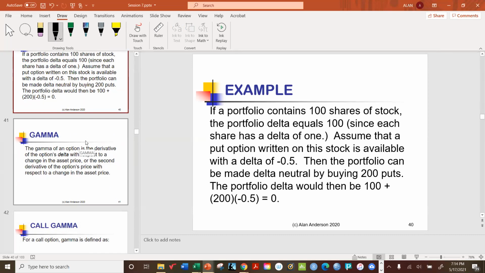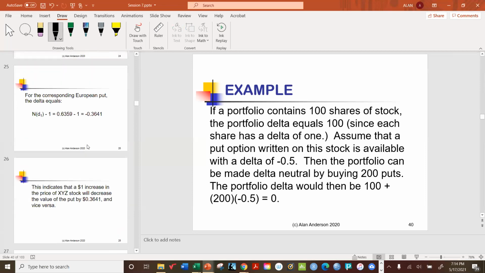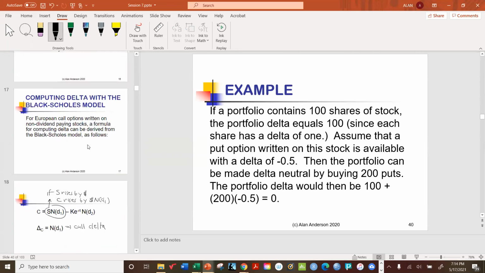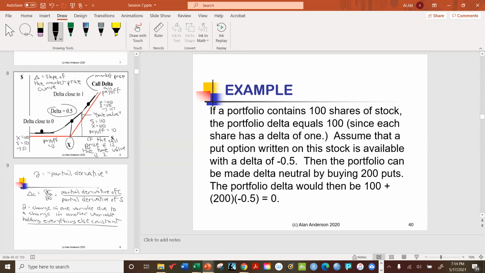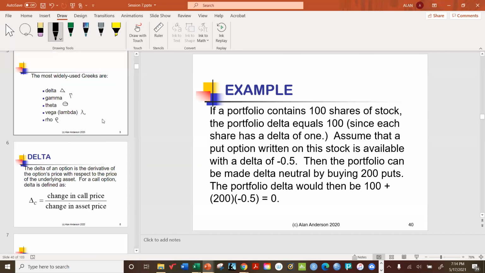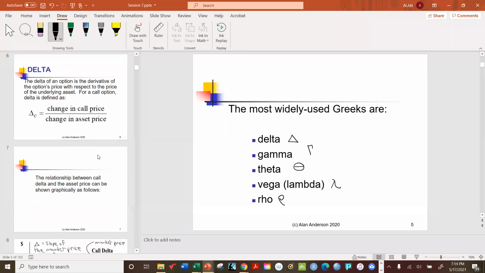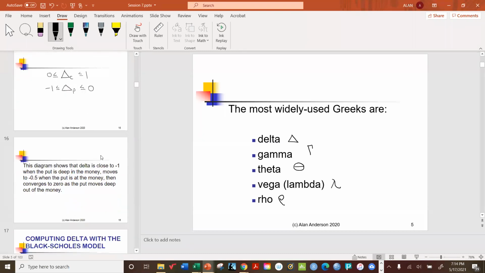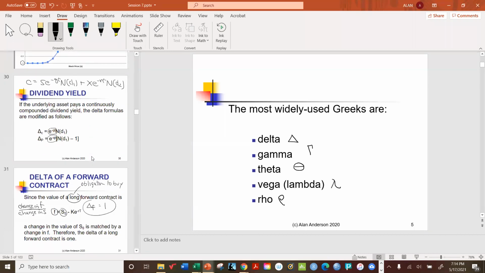Okay, now, if we go back and look at our list of Greeks, you'll see that the second one is something called gamma. Now, by the way, the names of these things were kind of randomly chosen. I don't know what the thinking was, but gamma is interesting because gamma itself is actually a derivative of delta.